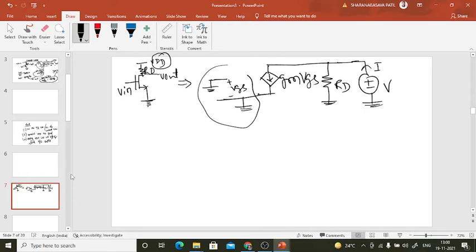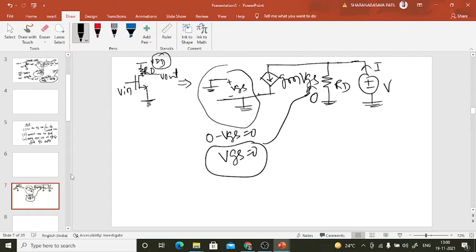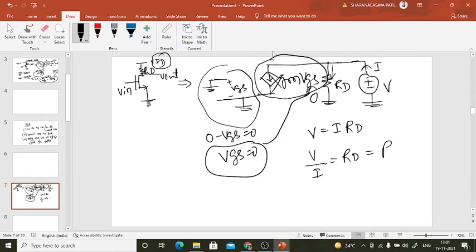Apply KVL here. It will give 0 minus VGS equal to 0. This gives VGS equal to 0. VGS equal to 0 means what? Zero current. This current source is open circuited now. Now all this current will flow through this RD. So V equal to I RD. So V by I equal to RD. This is what we call as output resistance. Okay.